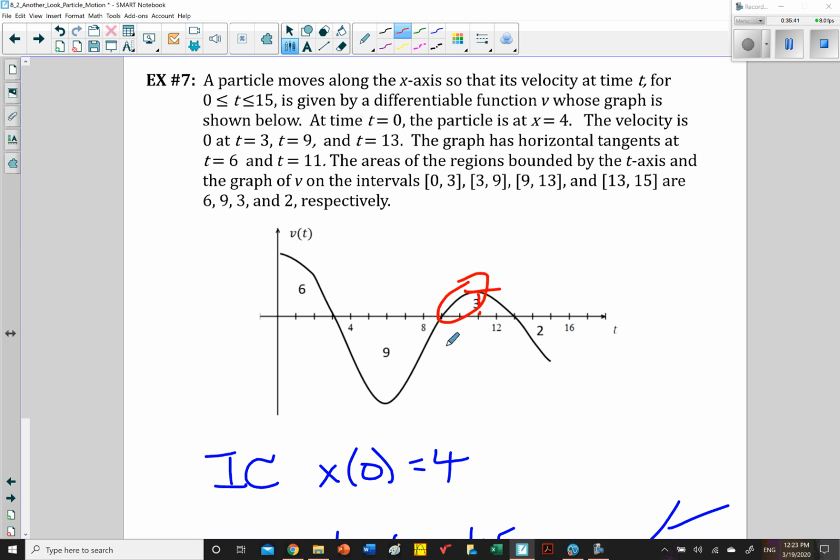And where velocity is negative and decreasing, that would be from 3 to 6, because 6 was the other horizontal tangent line. So from 3 to 6, and over here from 13 to 15. So we know the speed's going to slow down when the signs are different. It's going to speed up when the signs are the same.